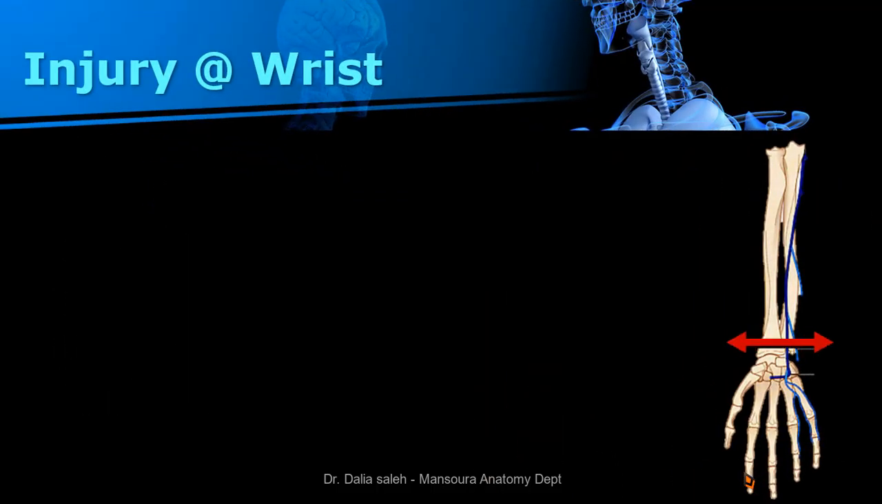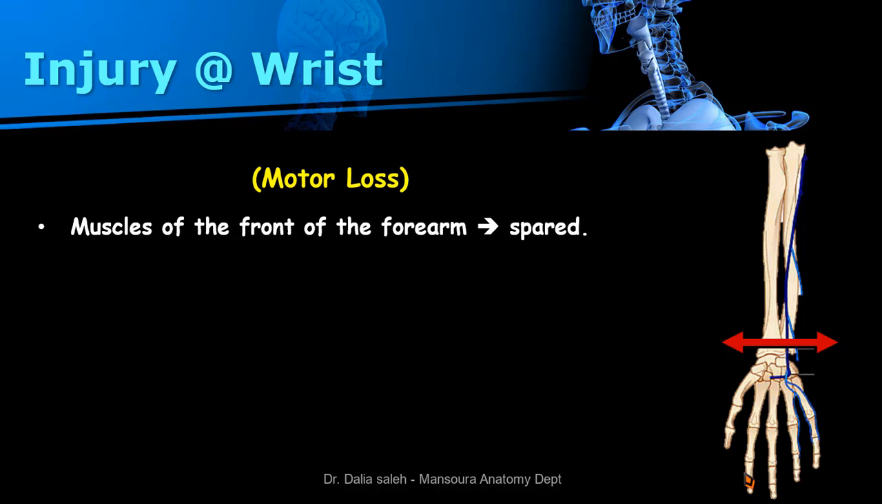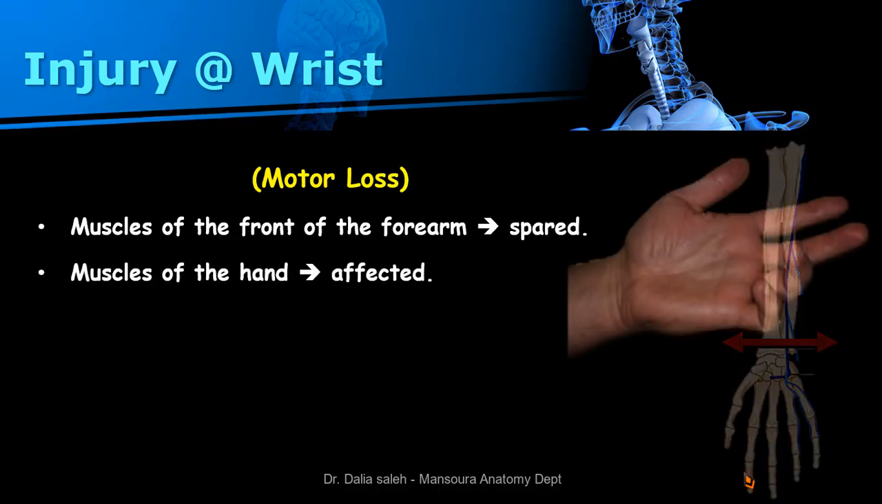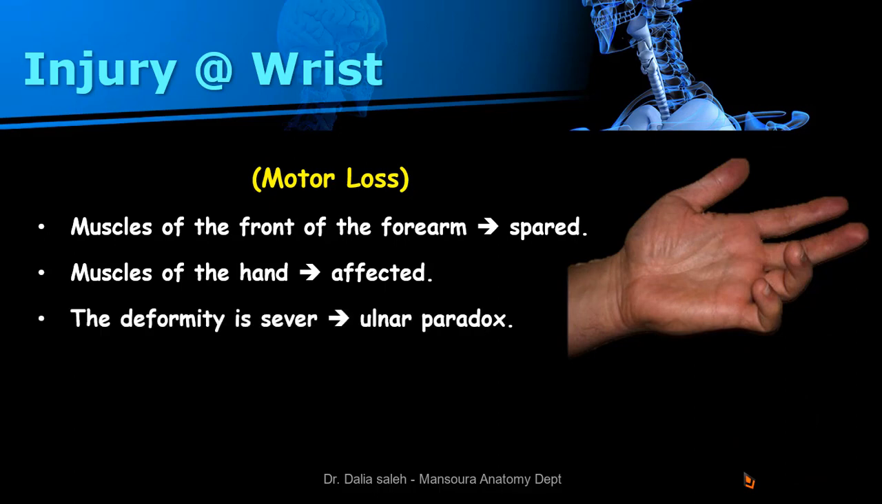If the lesion is at the wrist joint, then the character of the motor loss will be as follows. There will be sparing of the muscles of the front of the forearm, and the muscles of the hand will be affected. So, the deformity is severe. We call it the ulnar paradox.